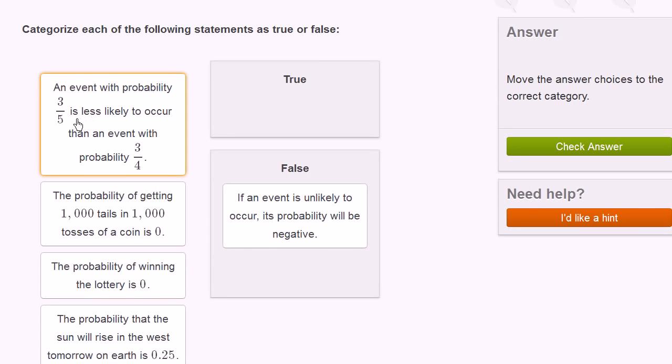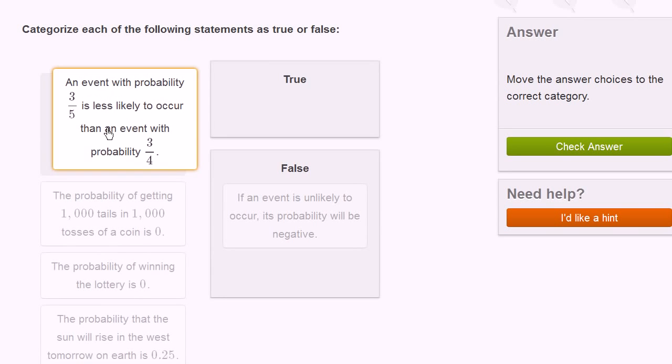An event with probability 3/5 is less likely to occur than an event with probability 3/4. So 3/5 is a smaller number than 3/4. We have the same numerator, we have a larger denominator. 3 is a smaller fraction of 5 than it is of 4. So since 3/5 is a smaller number than 3/4, and it's more obvious if you see it as a decimal, 3/5 is 0.6, while 3/4 is 0.75. So this is less likely to occur.